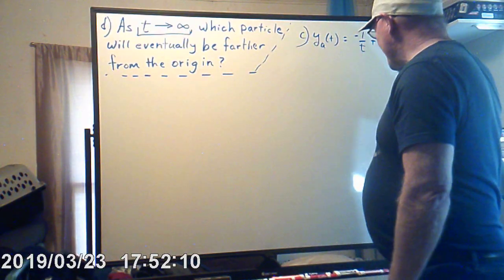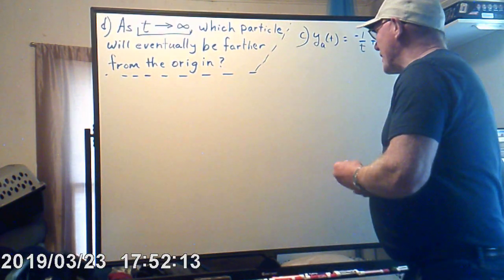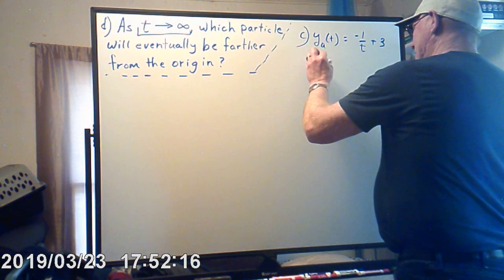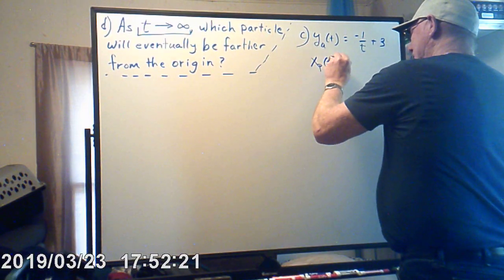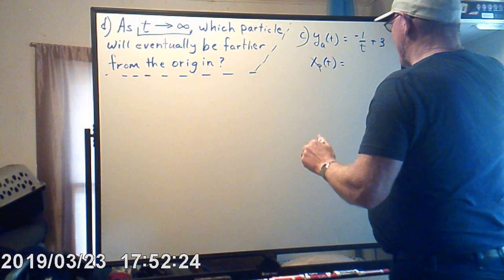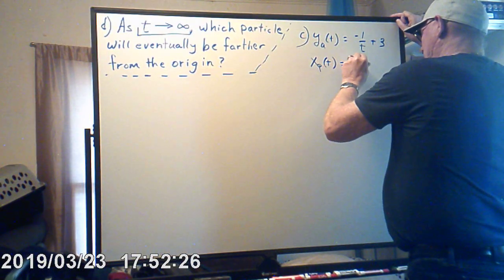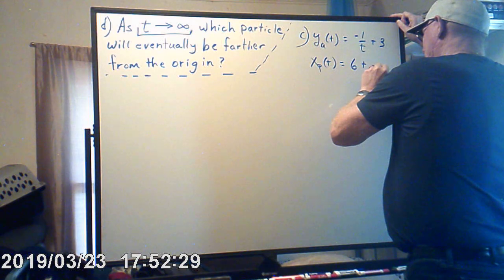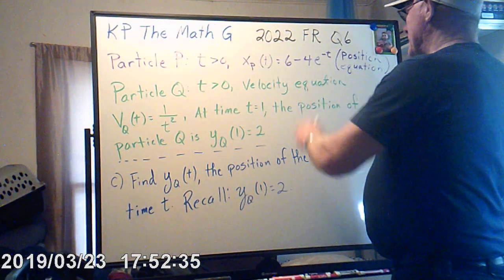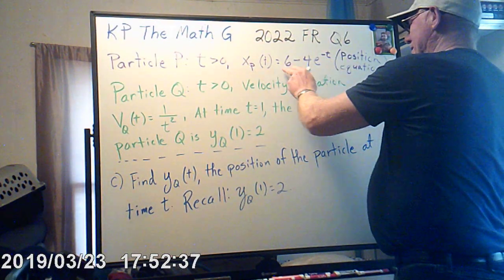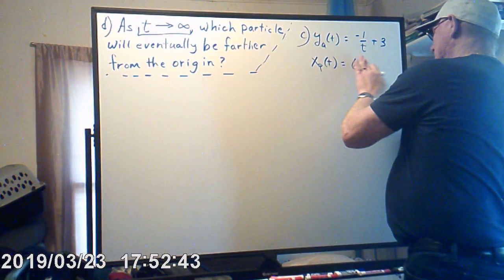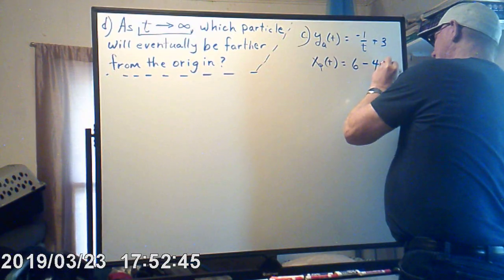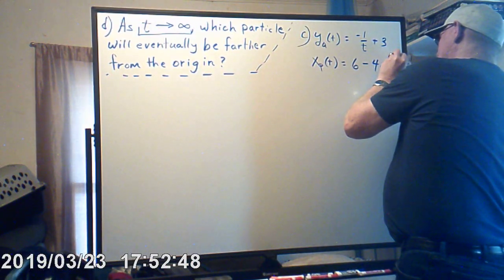Okay, so anyway, negative 1 over t plus 3. We're going to need the other one, the x, what is that? Xp at t. Let's see, I want to say that was 6 plus, I don't know. Let's see what it is. Oh, so it's minus 4e to the negative t. Alright, 6 minus 4e to the negative t. Alright.